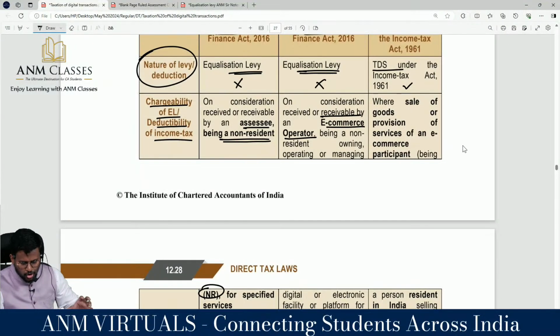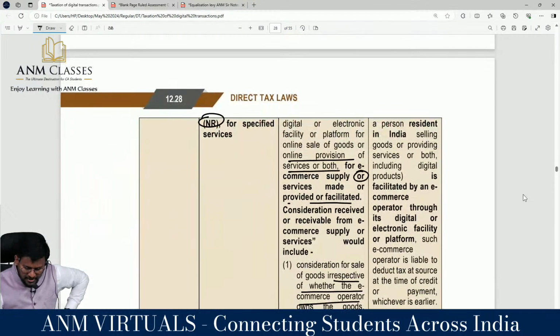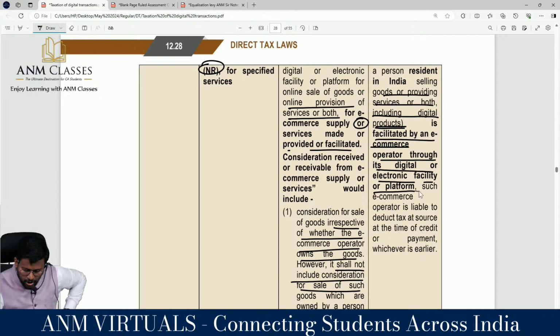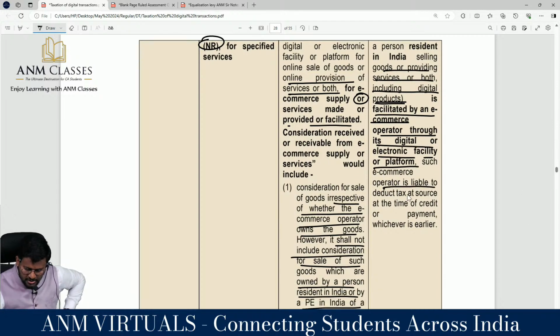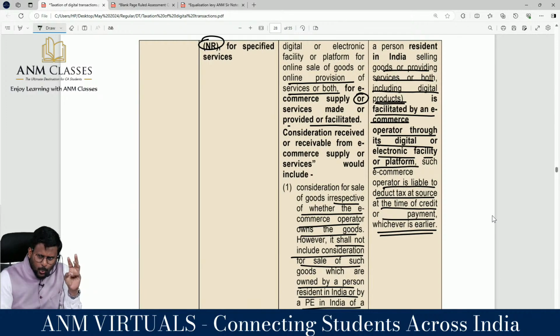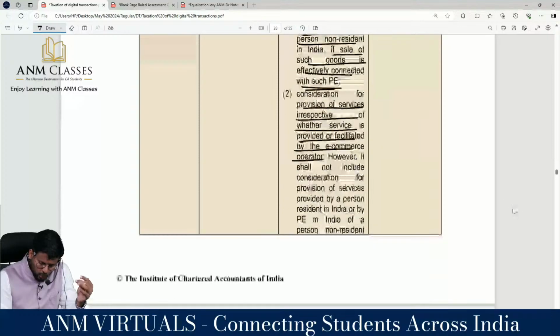Sir, when a sale of goods or provision of service or both of an e-commerce participant being a person resident in India, selling goods or providing service or both, including a product, is facilitated by an operator through its digital or electronic facility or platform, such e-commerce operator is liable to deduct tax at source at the time of credit or payment, whichever is earlier. That means, 165, equalization levy, who does it apply to? Specified person. 165A? 194O? Super sir, fantastic sir.